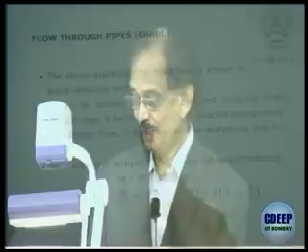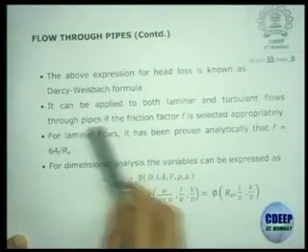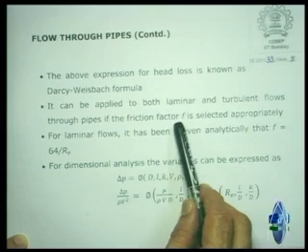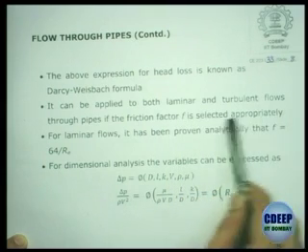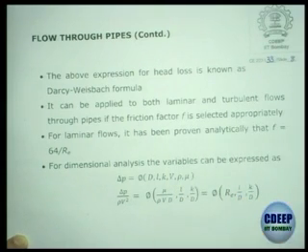But this kind of simplicity, that the same formula can be applied for both, also has a price associated with it. What is that price? You have to be careful in the choice of the friction factor F for a laminar flow or a turbulent flow, in the transition, etc. So that is why I said it can be applied both for laminar and turbulent flows through pipes, provided F is selected appropriately. This is very important. F is selected appropriately.